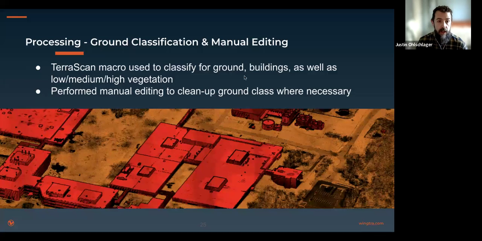From there, we did some ground classification and manual editing. Within TerraScan, we classified the grounds, the buildings, as well as low, medium, and high vegetation as part of our processing within the group here. And so to the next slide.